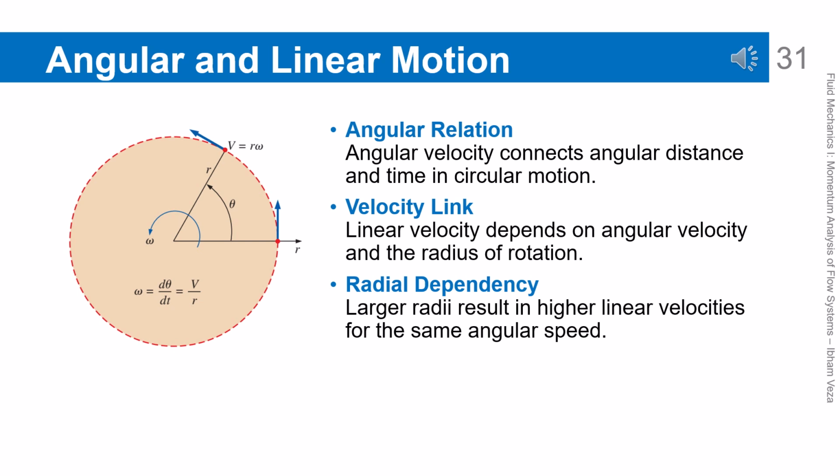Angular and linear motion. Angular velocity relates angular displacement to time in circular motion. The linear velocity of a point on a rotating body depends on the angular velocity and its radius. For the same angular velocity, a point with a larger radius has a higher linear speed. This relationship is very important in analyzing rotating systems such as turbines and impellers. This concept forms the basic link between translational and rotational motion.